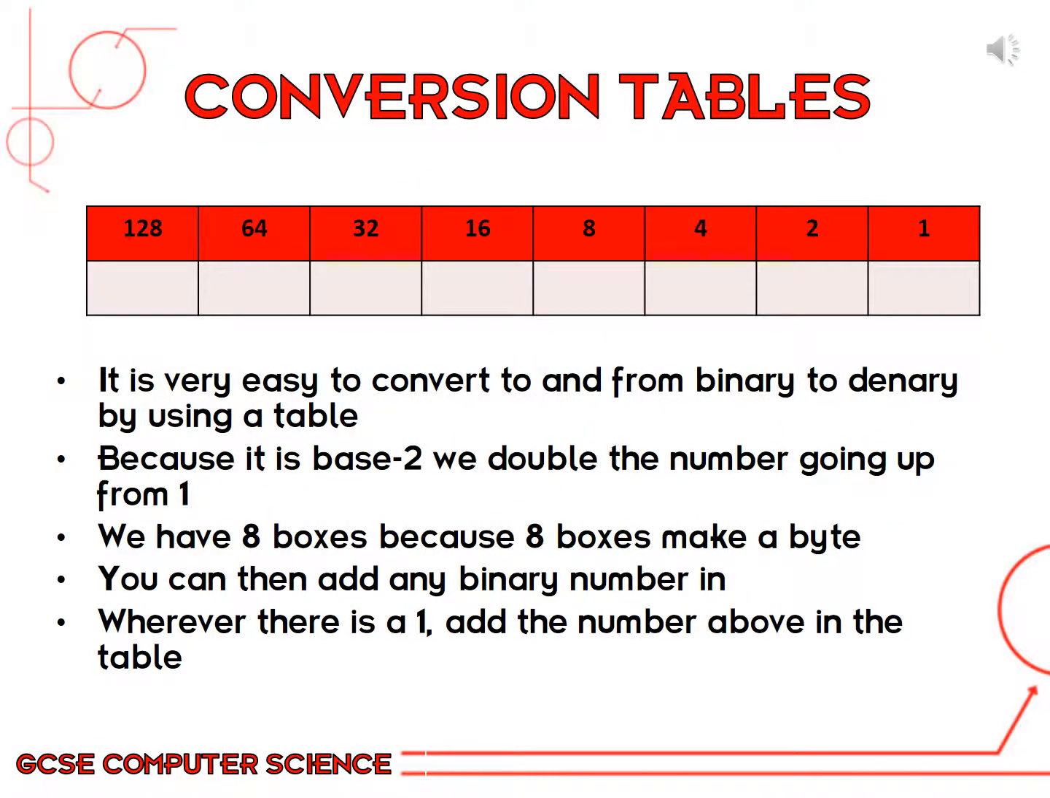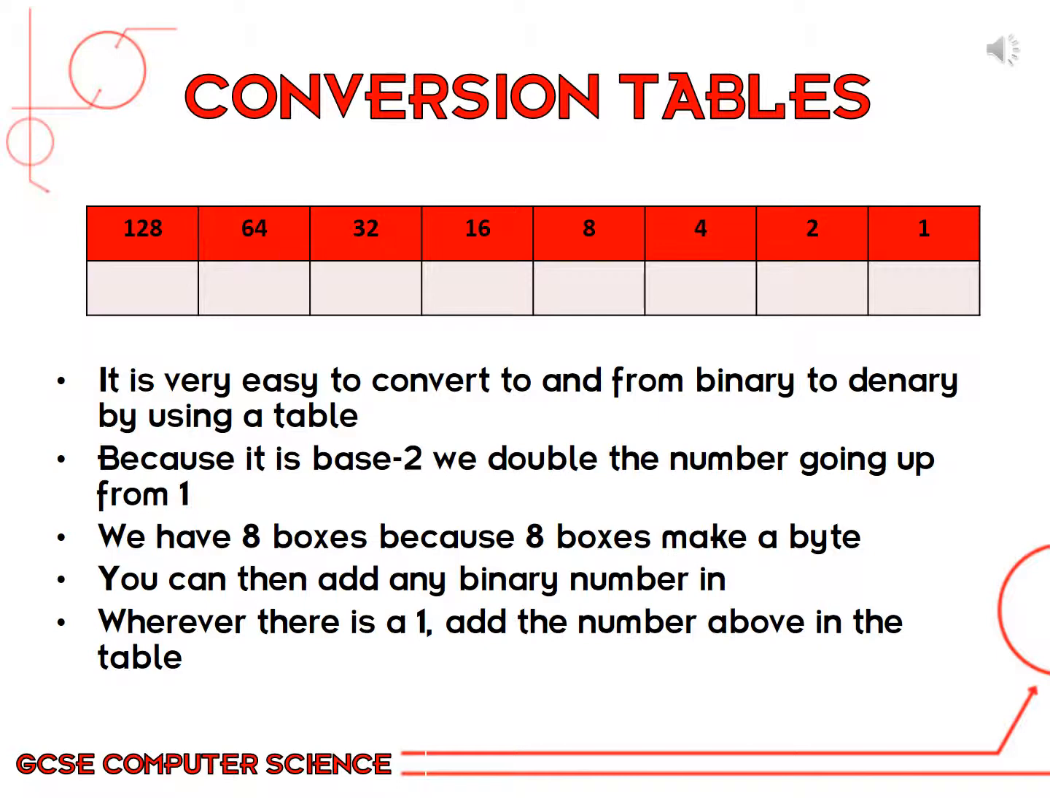So you need to be able to draw a conversion table. The easiest way of doing it is to start at 1, go to the left and double it, double it, double it, double it, and keep doubling it until you've got 8 boxes. This is now 1 byte. So this is 8 bits, which creates 1 byte, and that is what you're going to need for GCSE. That is what you're going to need to do your conversions and your additions.